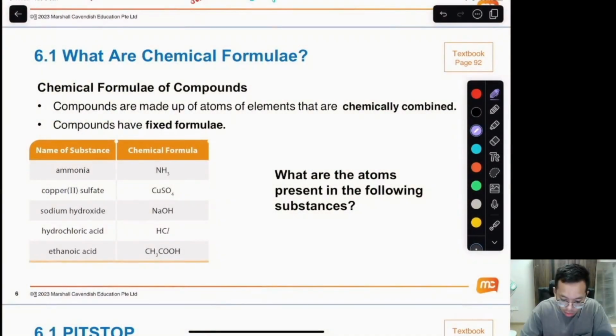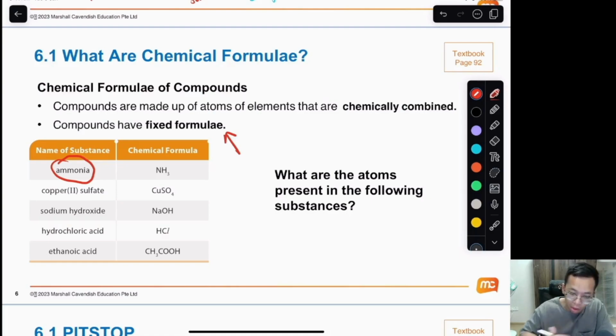of compounds. Compounds are made up of atoms of elements that are chemically combined. Compounds have fixed formula. Remember in your definition, you also learned it in Sec 1. Compounds have fixed formula, means they cannot change. When water is H2O, it is always H2O. It is not H4O2. It is not H6O3, things like that. It is always fixed. For example, ammonia, a compound that you need to know by now, especially when you cover your qualitative analysis. It has a chemical formula of nitrogen and hydrogen, or NH3.